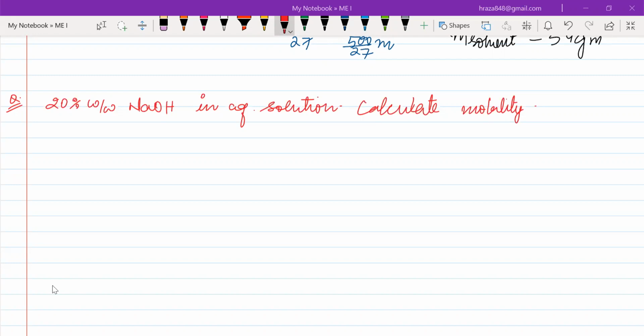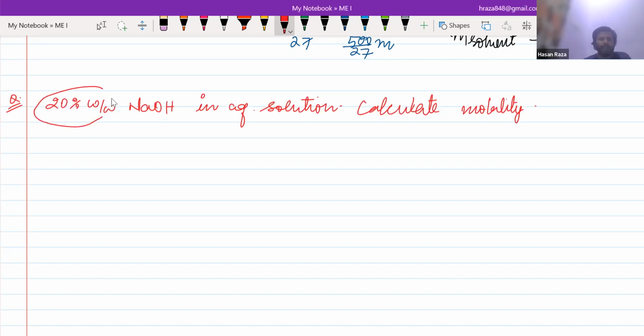Have you understood the previous one? Yes, sir. Then why you are not able to solve it? What was the step I did at the first place? Can you tell me? Just extract information from here. Please let me know what you have written for this one. 20% weight by weight.